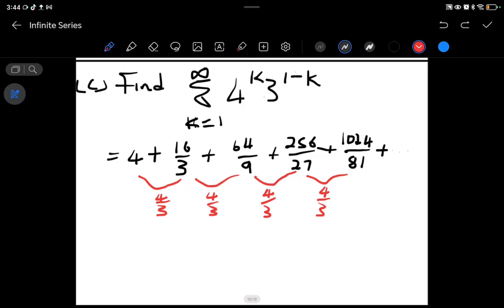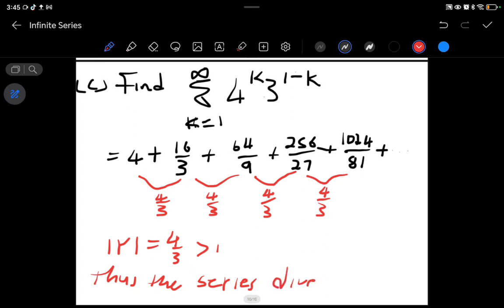So it means that the summation of r is equal to 4 over 3, which is greater than 1. And thus the series diverges. And we know that if the series diverges, then there's no s that we need to find. So there's no need for us to go and find s if the series diverges.